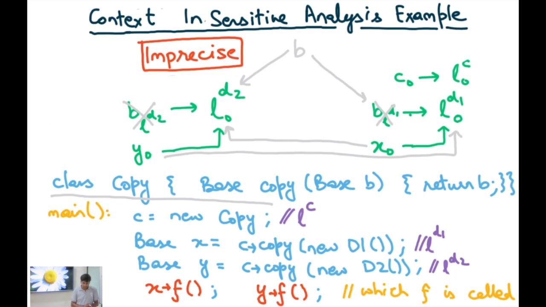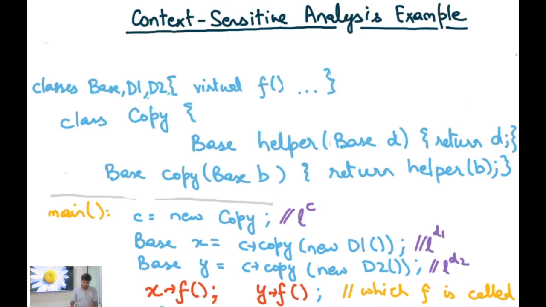Now let's take another example where even if I use a context sensitive analysis of depth 1, I would not be able to resolve the virtual function calls at compile time. And I don't have to do much. I still use the same base D1, D2, which have a virtual function f. D1 and D2 have separate implementations of f. In the base class, the f function is not defined.